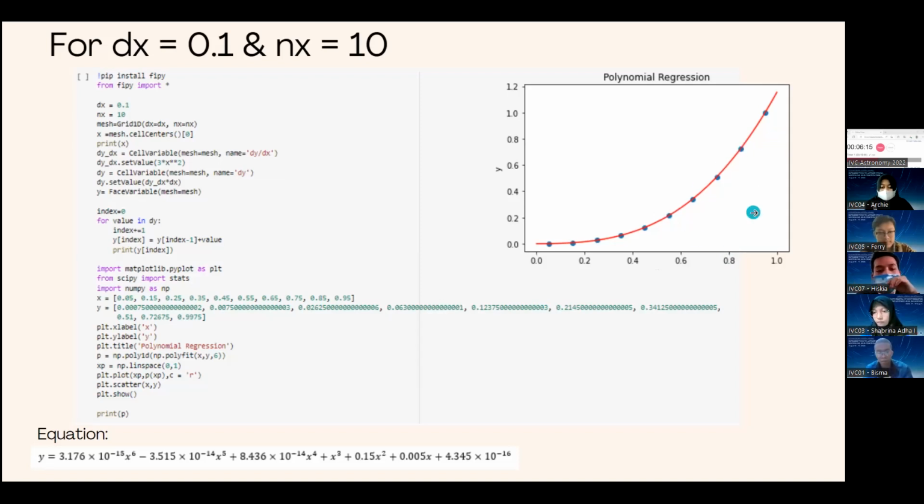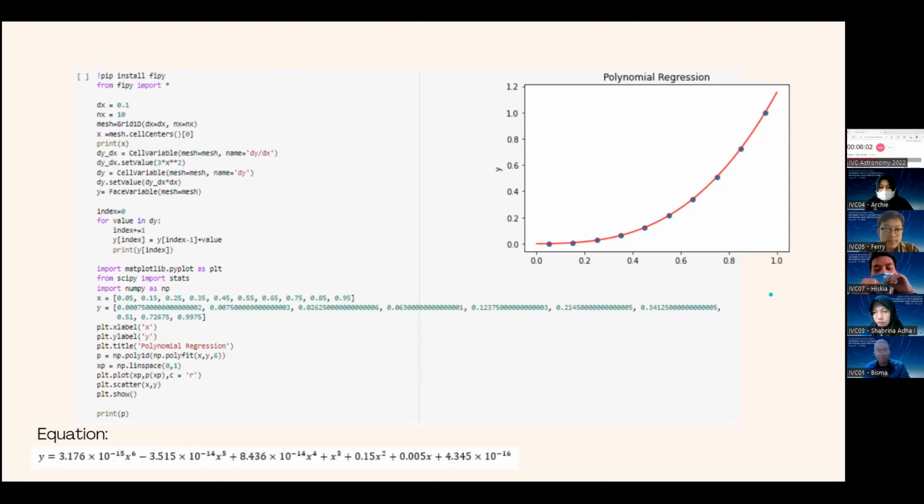After that, we print the p-value. What does it mean by printing the p-value? It means actually to get the equation of the polynomial regression. Next.